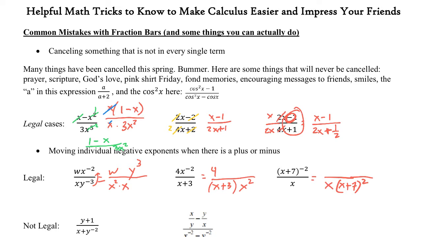And then what's on top, you can't leave nothing on top, so you put a 1 because I moved it. So that's legal. And then you could distribute that through. Don't make that mistake, though. This does not become x squared plus 7x, quantity squared. No, you have to do the squared first.